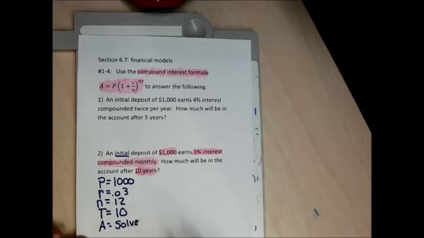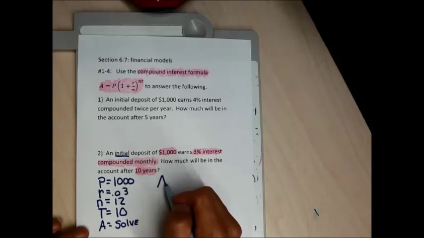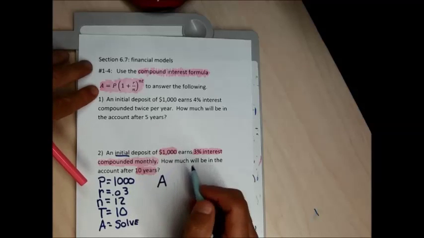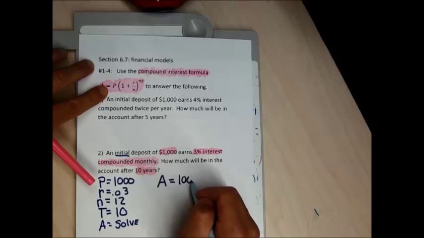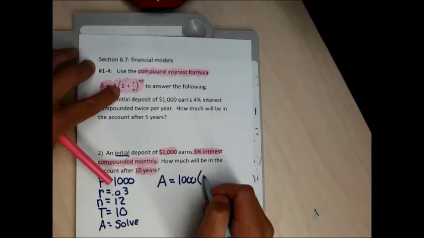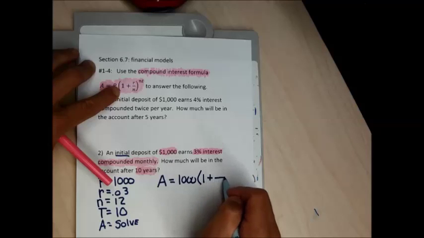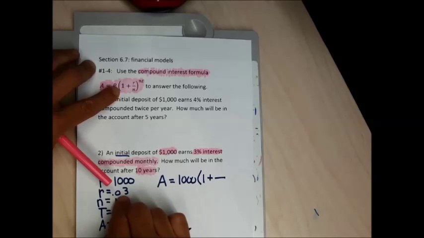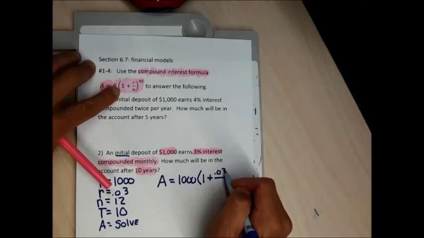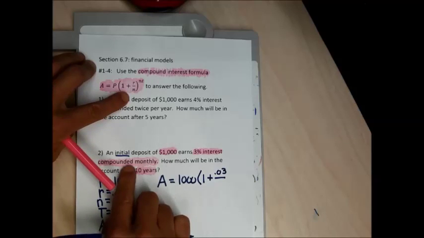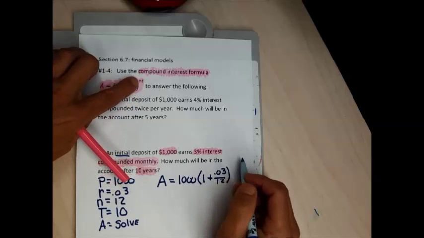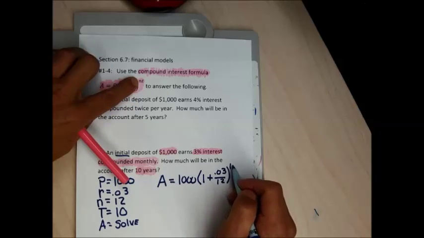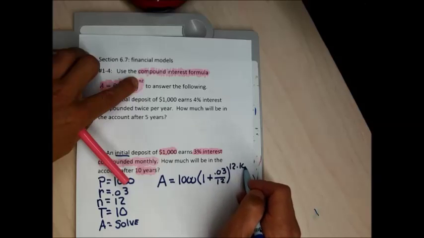So what I'm going to do is put the numbers that I know into the formula and leave the number I don't know as a letter. So into the formula, I'm going to leave the A that I don't know, the amount of money I'm going to have in the future, as an A. And for the P, I'm going to put the number 1,000. I'm going to put the parentheses, then the 1, and then plus, and then a fraction. And for the R, I'm going to put the decimal version of 3%, which is 0.03. And for the N, I'm going to put the 12 times interest is being paid each year. Close out the parentheses, and then the exponent needs to be 12 for N times T, which is 10.